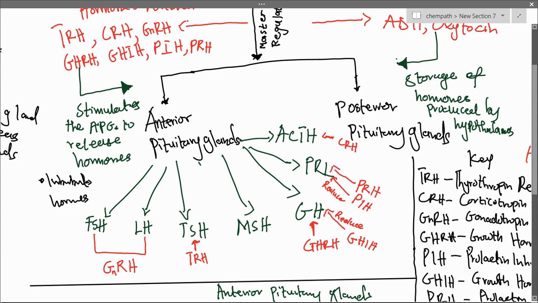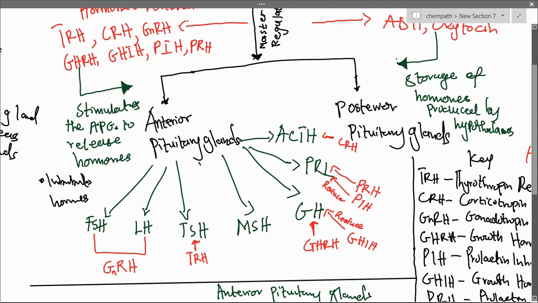And then for the growth hormone, the growth hormone releasing hormone causes the release of growth hormone, and the growth hormone inhibiting hormone reduces the release of growth hormone. So all this could be as a result of homeostasis. When there is so much growth hormone as a result of stimulation by the growth hormone releasing hormone, this activates the growth hormone inhibiting hormone to reduce the amount of growth hormone we have. Then we have the prolactin.